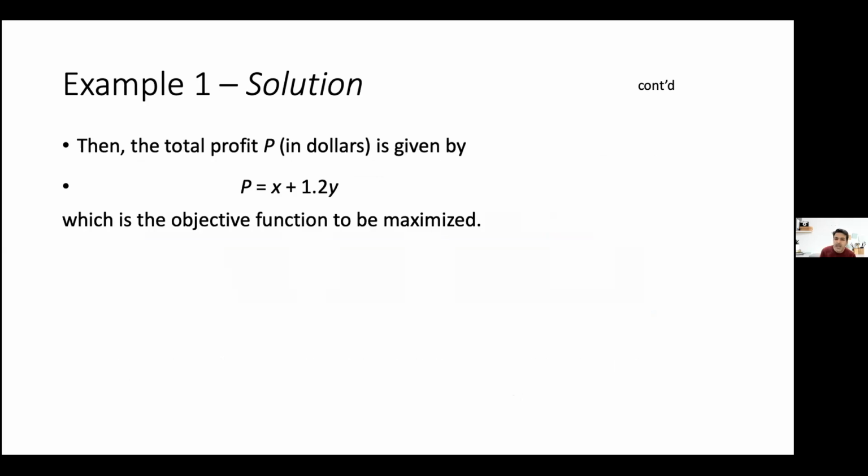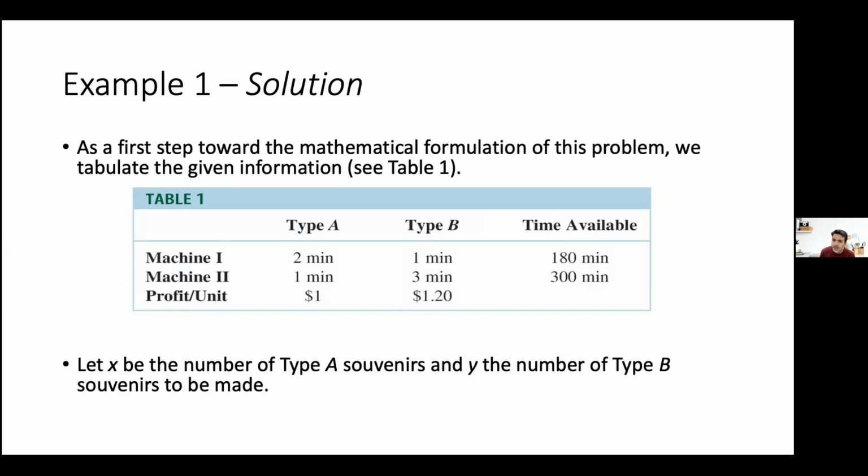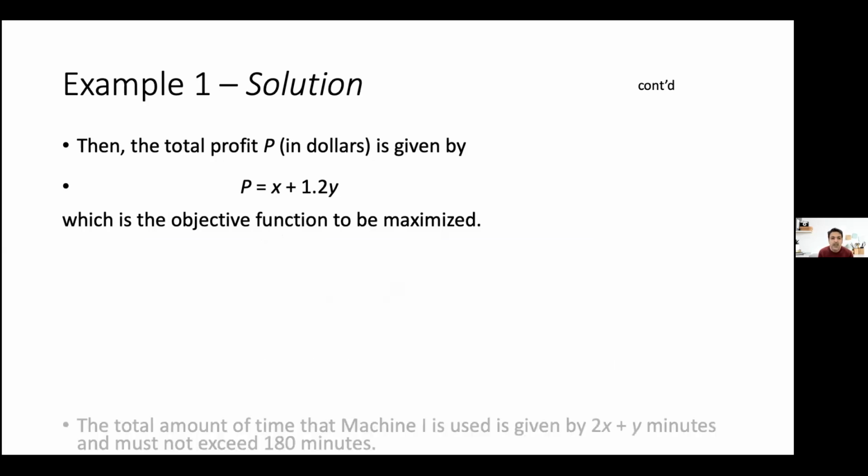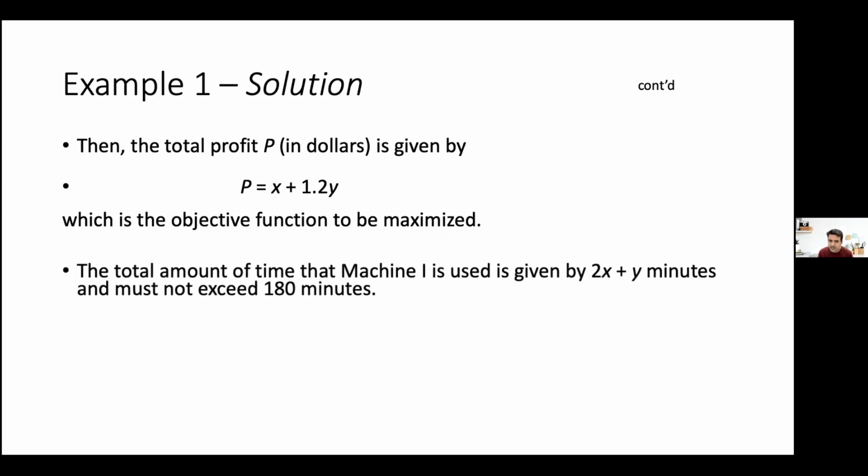So if you do that, we can make up these formulas. So x plus 1.2y is going to be the profit. Why? Because for every x we sell, we gain $1. For every y we sell, we're going to get $1.2. So if you add them all together, the total profit is going to be x plus 1.2y. That's the first formula that we need. This is the profit function. And we want to maximize this.